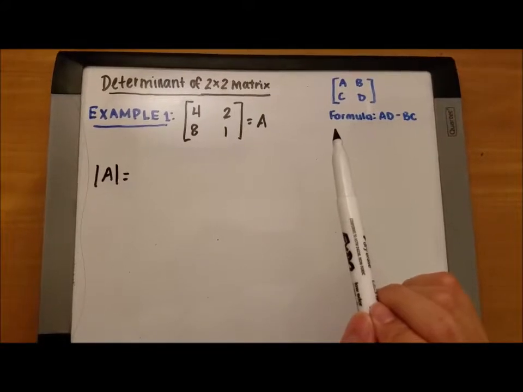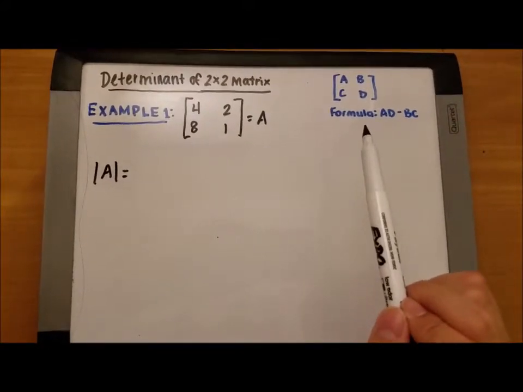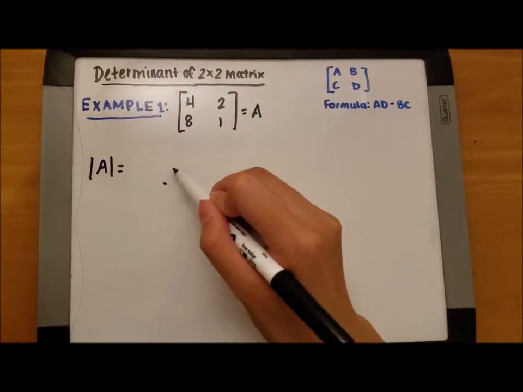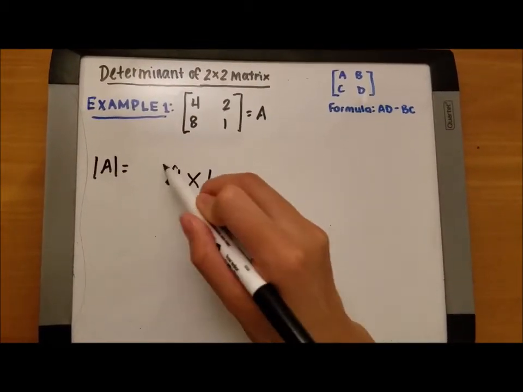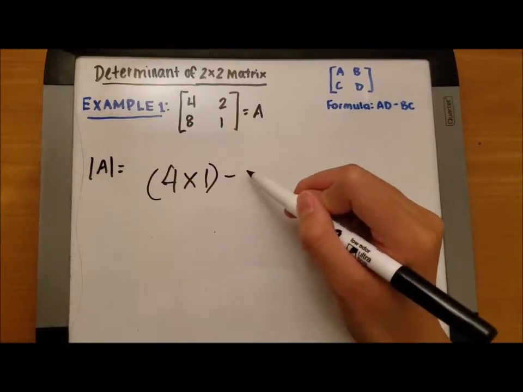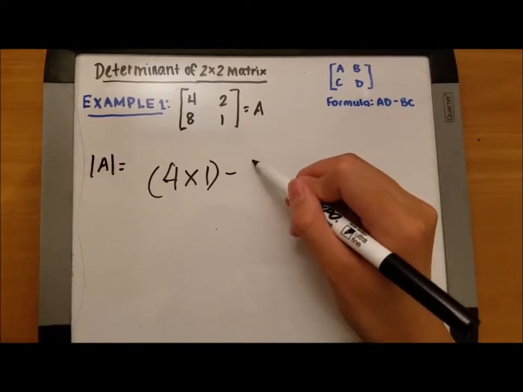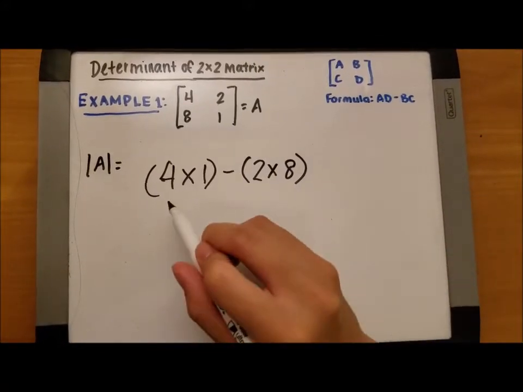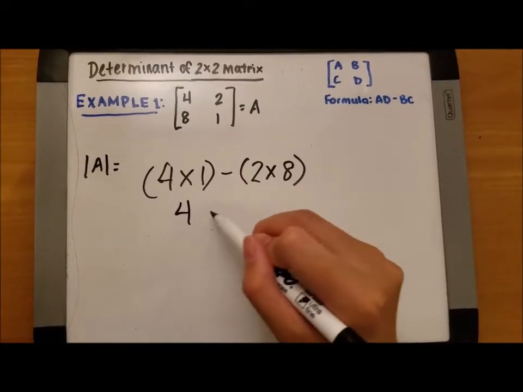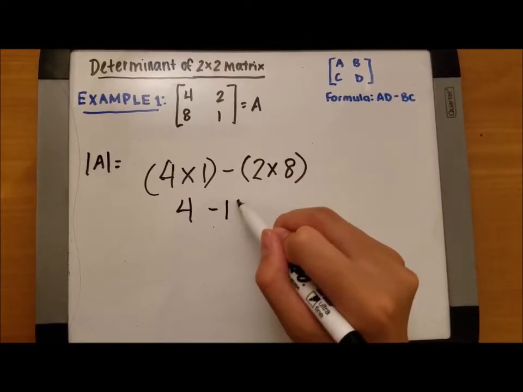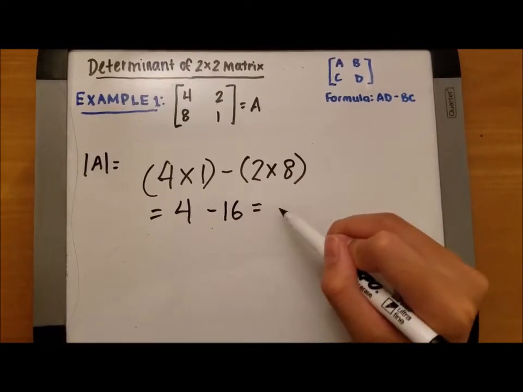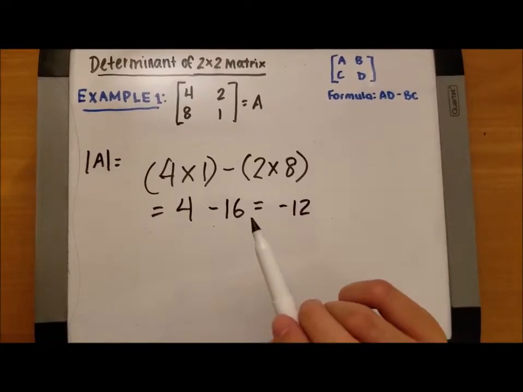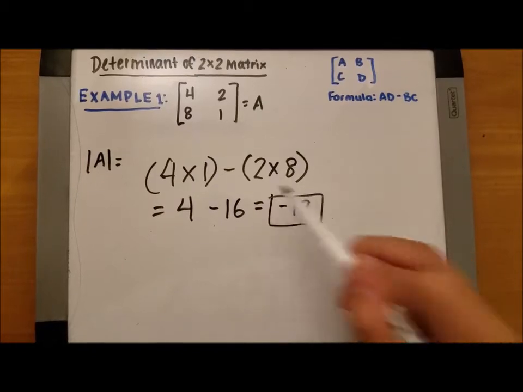The formula says we multiply A times D, and then subtract B times C. Here our A is 4, so 4 times 1, minus our B and C, which are 2 and 8, so minus 2 times 8. So 4 times 1 is 4, minus 16. 4 minus 16 is negative 12. So the determinant of our example A here is negative 12.